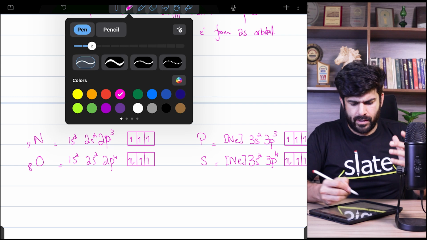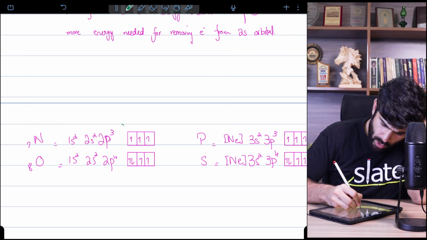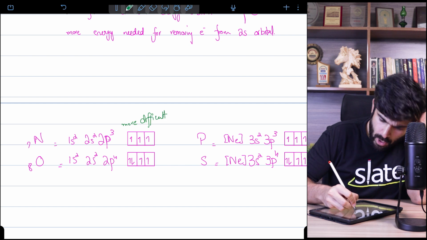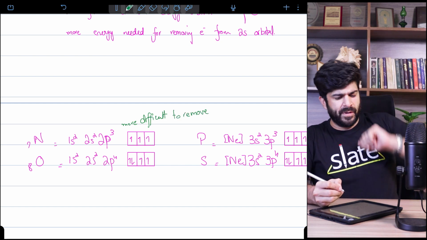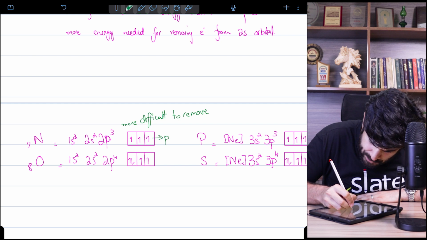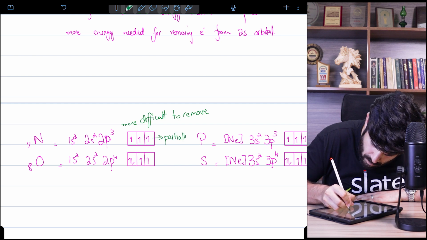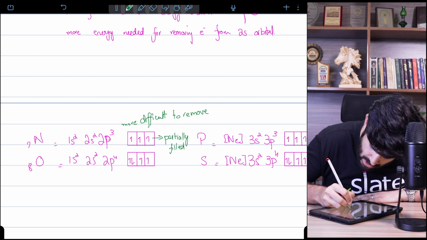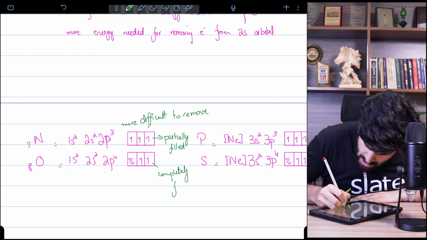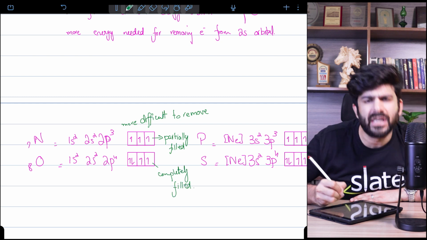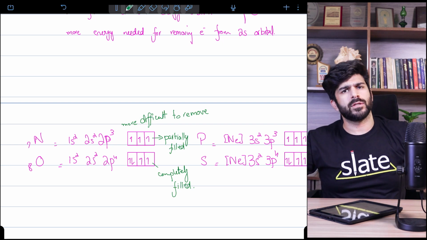So why? So more difficult to remove. Now going back to the previous concept. This is partially filled. This is completely filled. That's fixed for us.